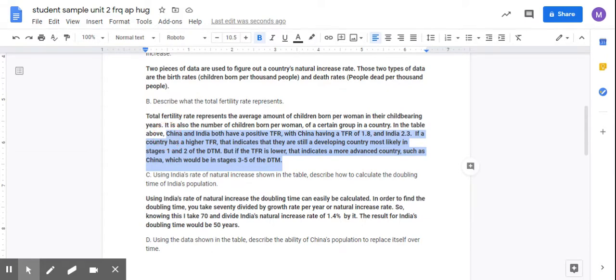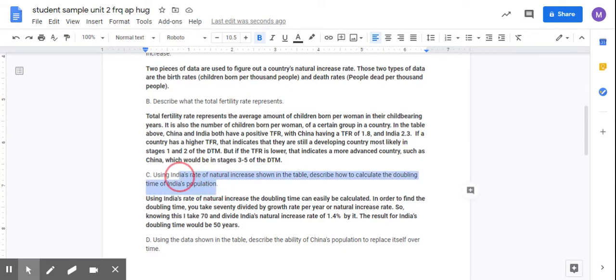Not only does he define what total fertility rate is, total fertility rate, it's 1.8 in China, 2.3 in India. He makes a connection here to developing countries and stages of the DTM model. Perfect. You could have also talked about how it relates to the roles of women, to female empowerment, to urbanized versus unurbanized countries. Anything like that would really lock in that description point, okay? Only saying this isn't going to get you the point, because that's a definition. You have to describe it. You got to put it in context with what the stimulus is providing you. So nicely done to that student.